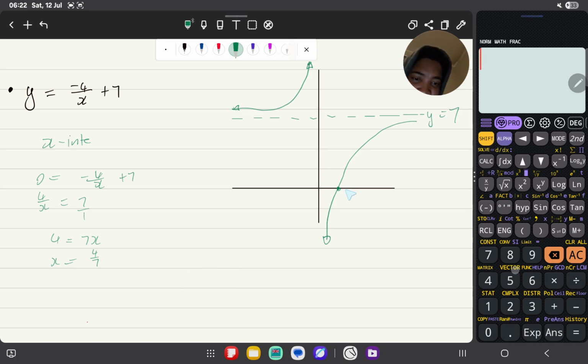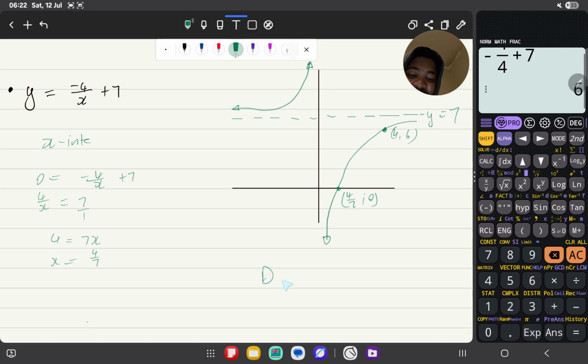So this is 4 over 7, 0, right? And then put on maybe some other extra value, say maybe 4, right? So you put 4, that means we're gonna have minus 4 divided by 4, and then you have plus 7, right? Plus 7, which is 6. So then here you could say you have 4 and 6, right? And then once you have done that, you are done, bro, right? You are done. Domain is always the same.